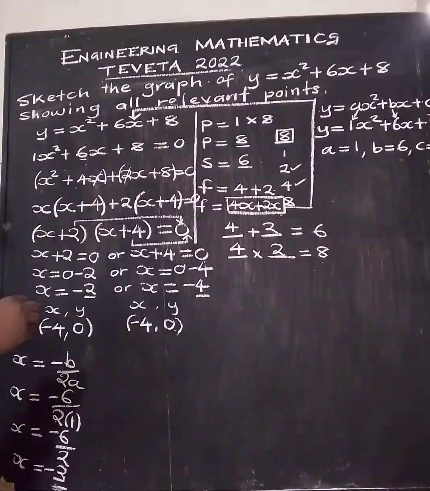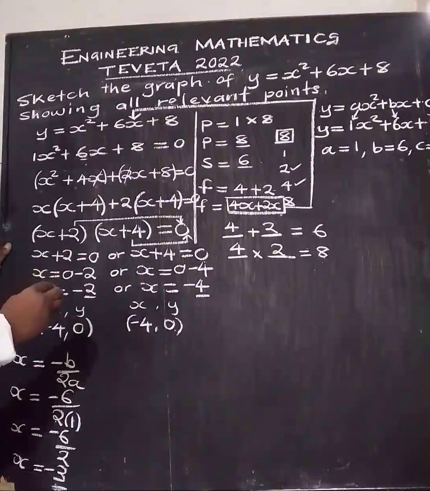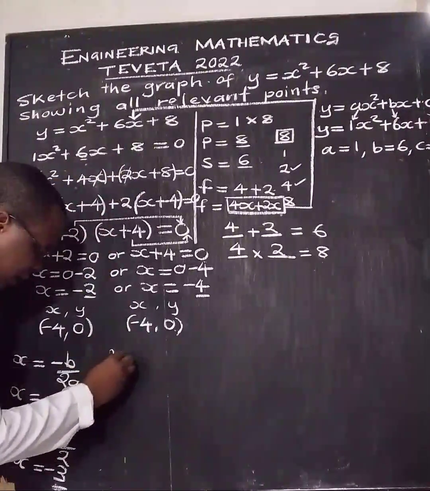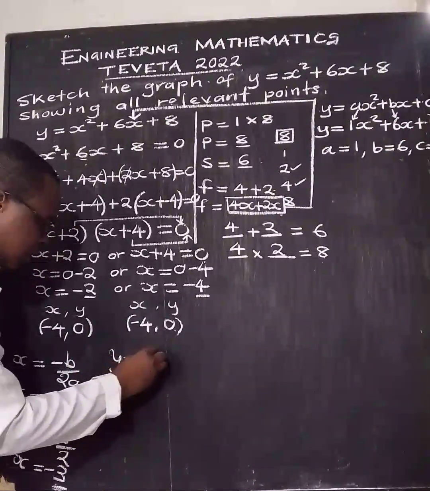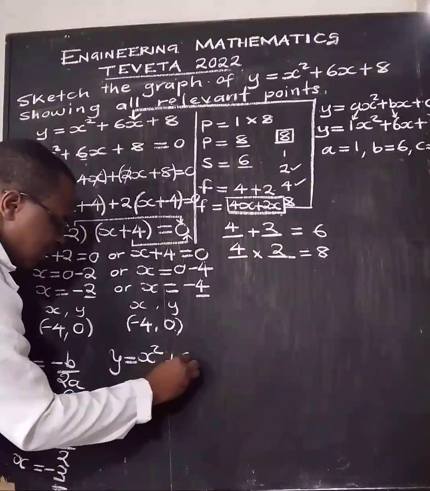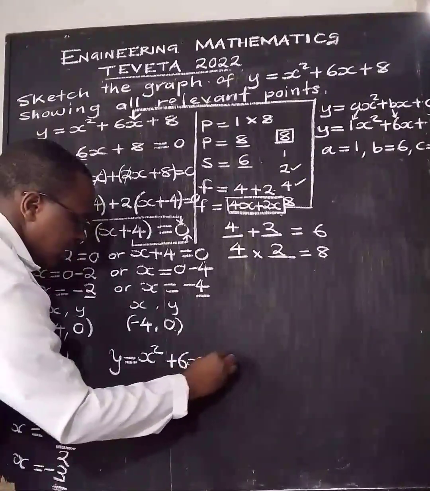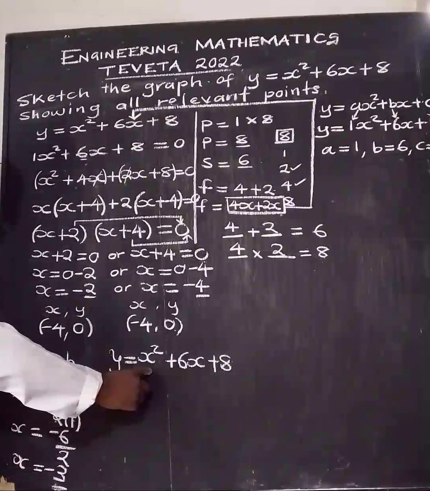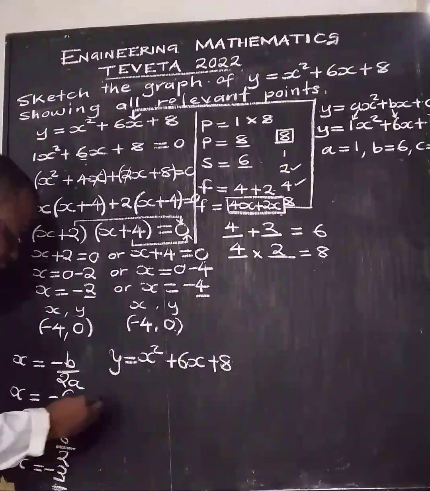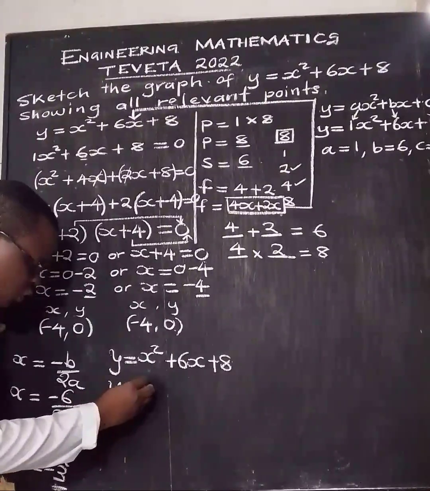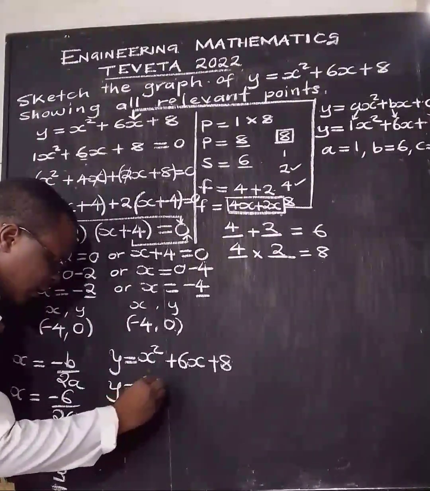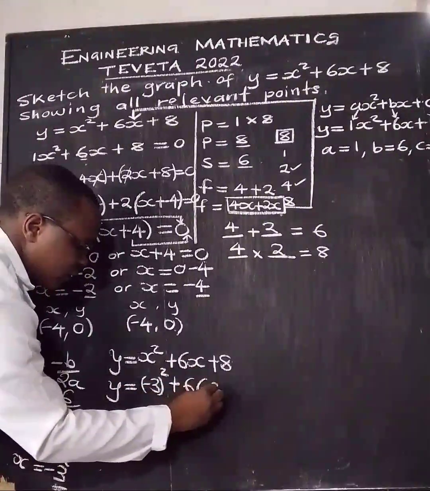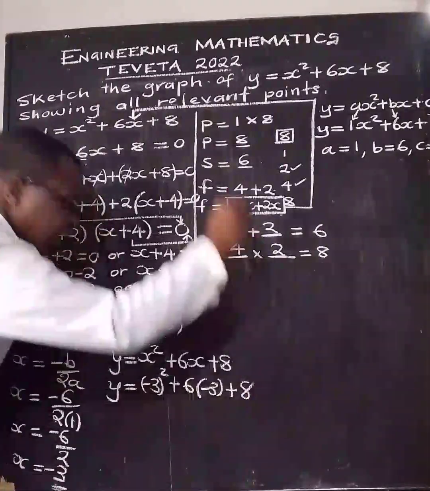Y. Okay, so the turning point of y, it's simple. Just get the same equation given, which is y is equal to x squared plus 6x plus 8. And then where there is x, you substitute with what? Negative 3. So y is equal to, where there is x, negative 3 squared plus 6, where there is x, negative 3, plus 8, guys.